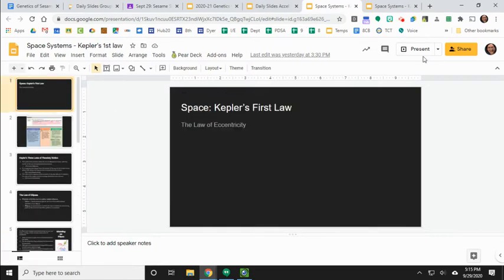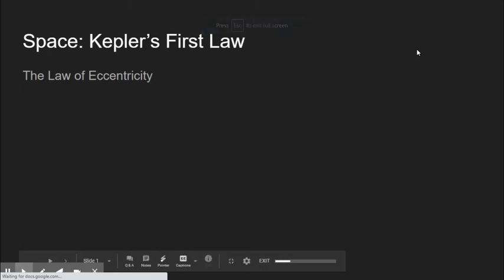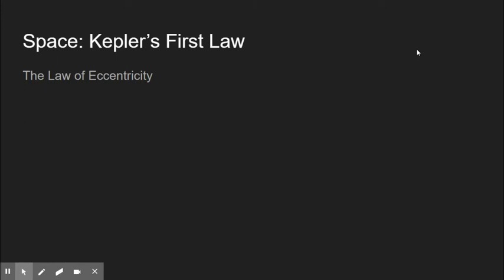So we're going to start off by looking over here at the PowerPoint. You can access this from Google Classroom. It is available to you in Google Classroom. So we're going to be working with space. Specifically, we're going to be looking at Kepler's first law, which is the law of eccentricity. And if you're thinking about the word eccentricity, you might think of the word eccentric, which would be kind of a deviation or a change from normal. So that's a little bit of what we're going to work with here.